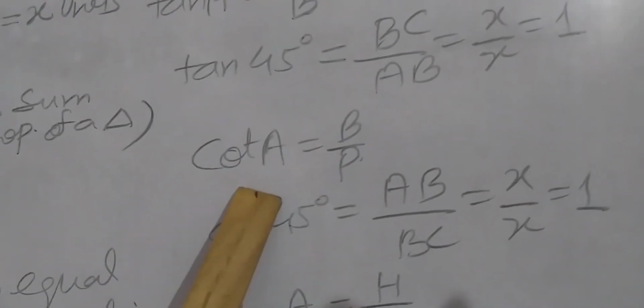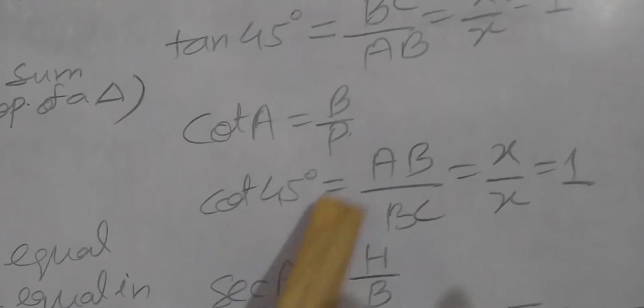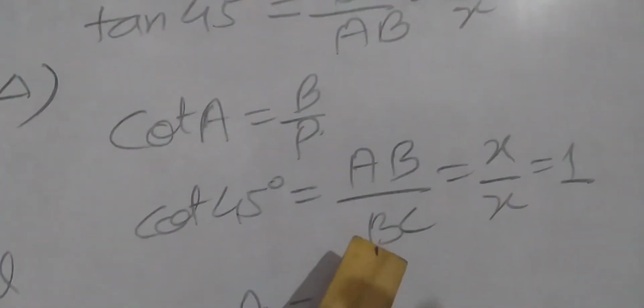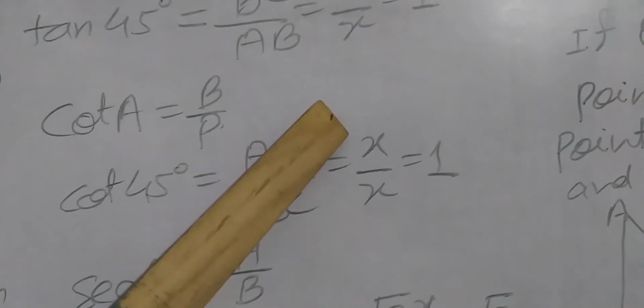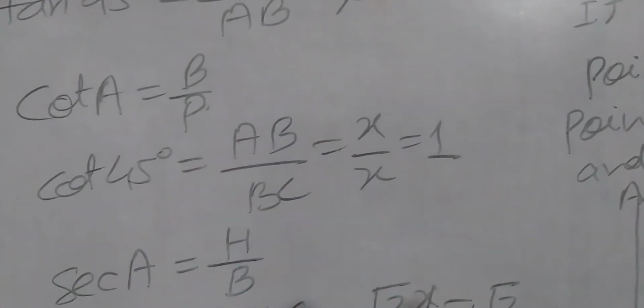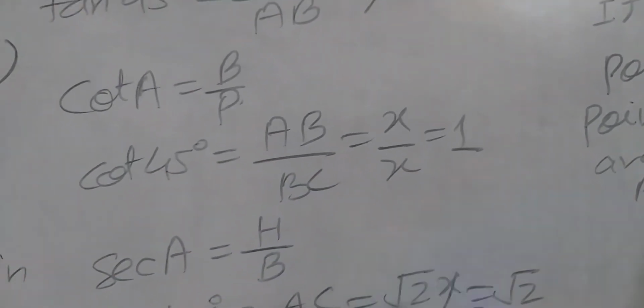Now cot A, B upon P. Angle A is 45 degree. Base is AB and perpendicular is BC. So AB upon BC. AB is x, BC is also x. Answer 1. Cot 45 degree value is 1.